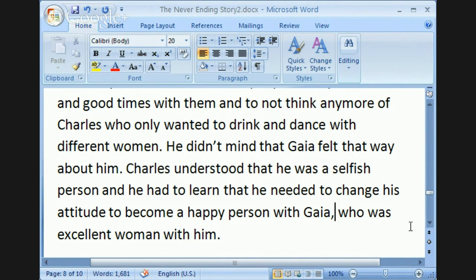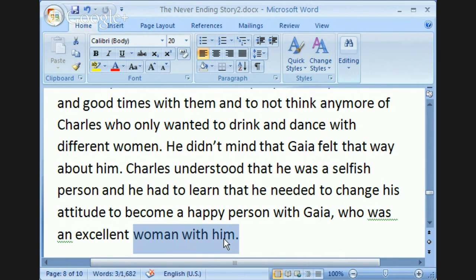I think we need a comma. "Who was excellent woman." Women, of course, are countable. One woman, two women, right? So we need to have an article here. "Who was an excellent woman with him." I think what you really mean, I'm reasonably sure, is that she's an excellent woman for him because she makes him a better man. Is that the idea?